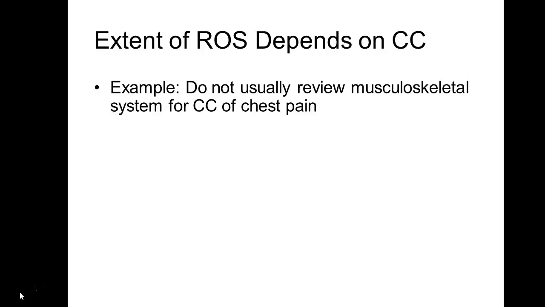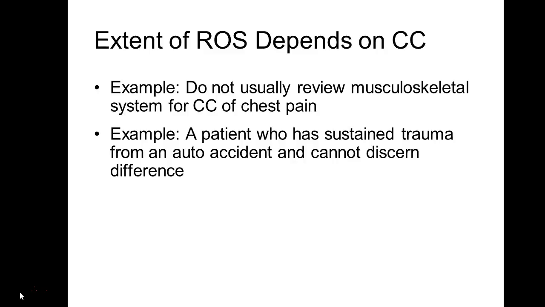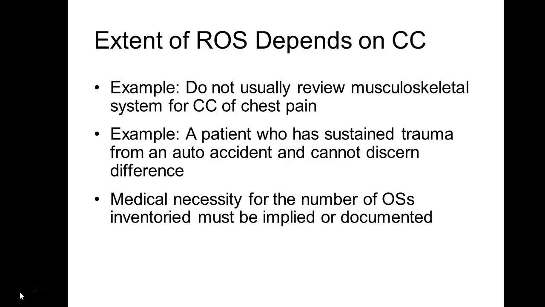Now, the extent of the review of systems depends on the chief complaint. Like I was saying earlier, we wouldn't review the musculoskeletal system for a chief complaint of chest pain, because chest pain does not usually come from the musculoskeletal system. Same thing, okay? If we have a patient who has had trauma from an auto accident, then we might not be able to know the difference between whether it is cardiovascular or musculoskeletal. So that's why we have testing. Otherwise, in all these visits we're looking at, remember, we have all the testing to try to figure out what has happened if we can't diagnose.